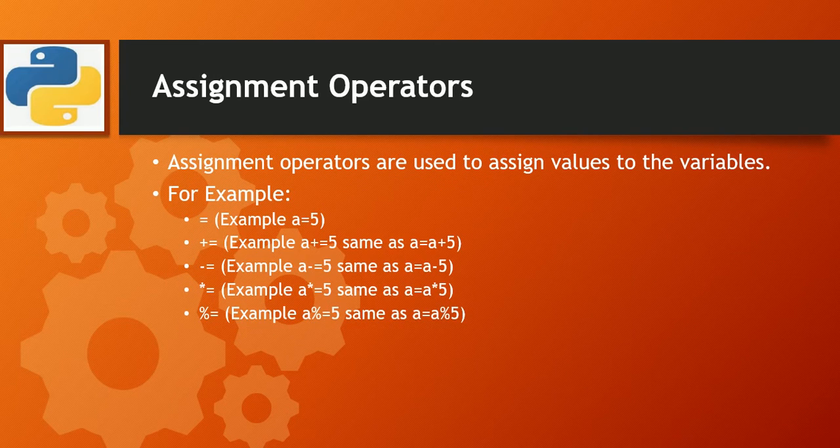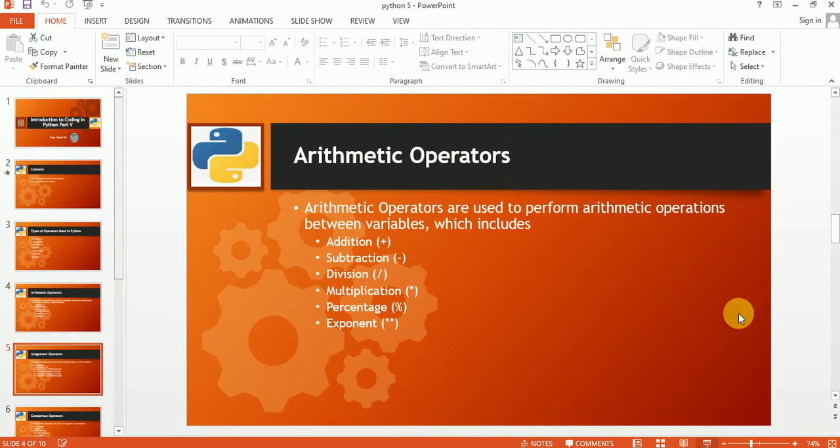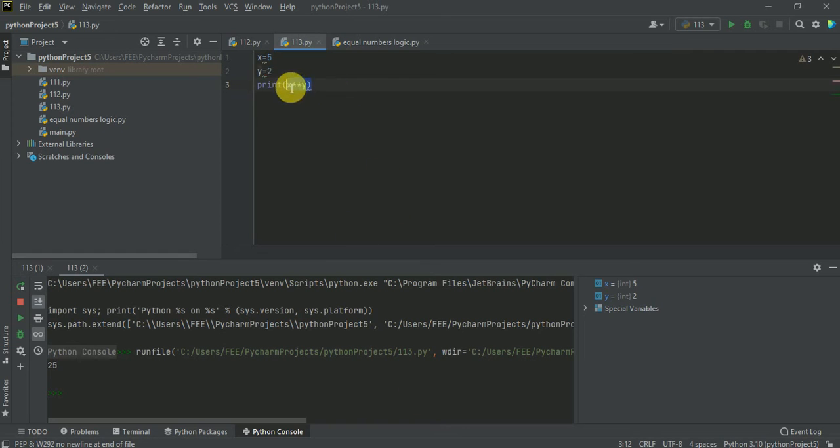Now move towards the assignment operators. Assignment operators are those operators which are used to assign values to the variables. For example, it can include the equal operator, such as a = 5. It can be += 5, which is the same as a = a + 5, and so on. Now let's go again to PyCharm to execute some more examples.